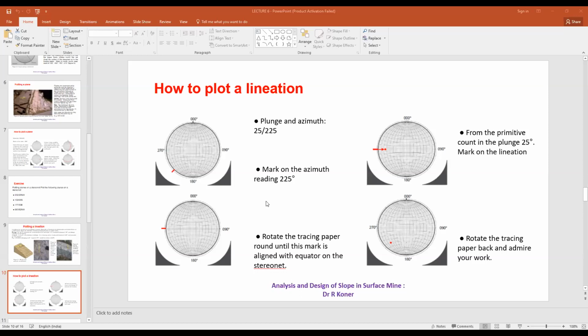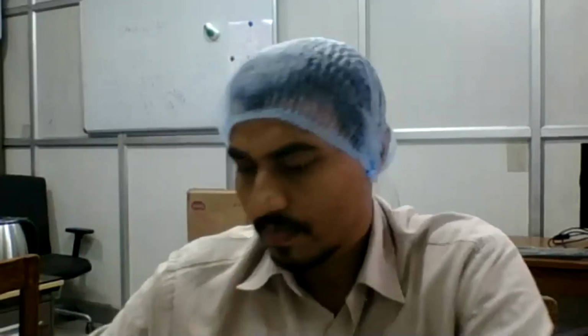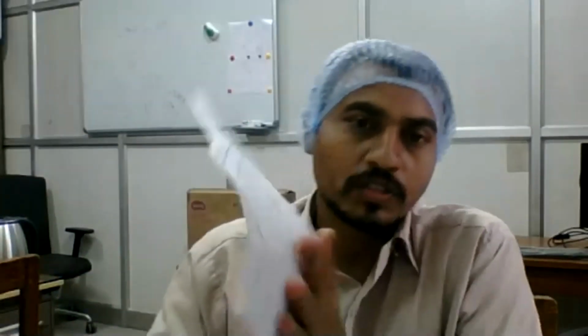In plane, it's visible now. My face is visible, yes sir. So this is tracing, this is the stereonet. Then on top, I put the tracing paper.